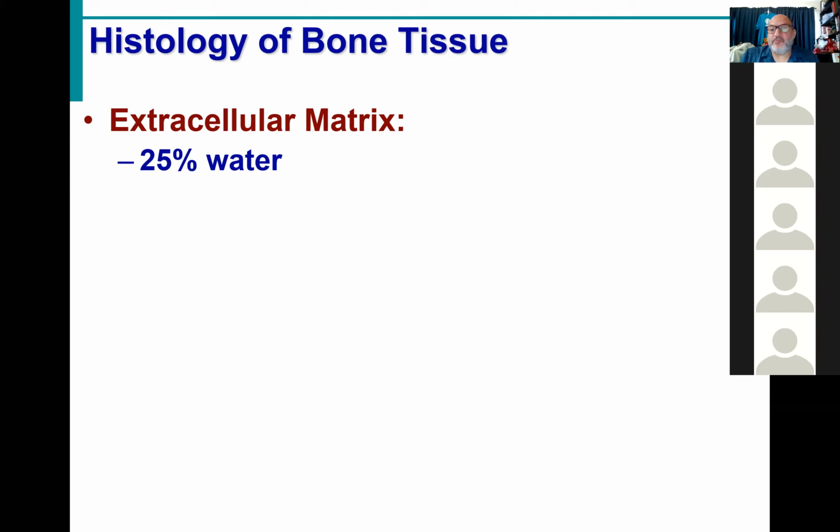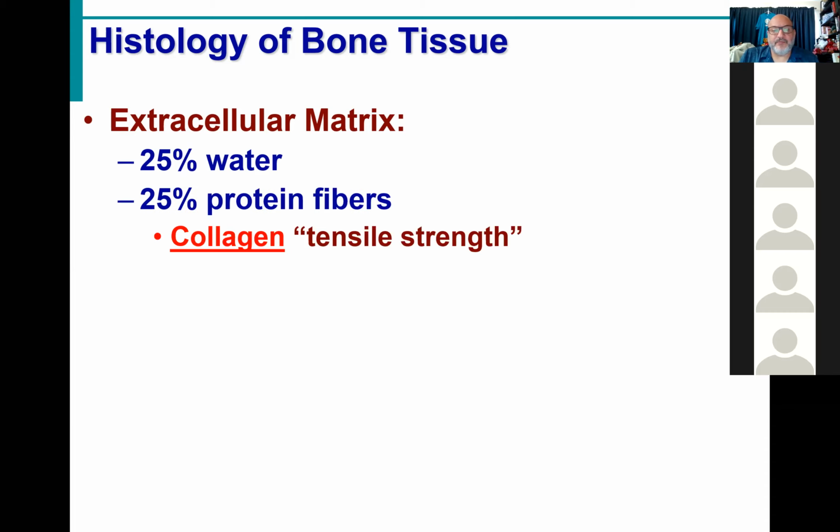Bones are 25% water. There is a lot of water within the matrix, right? It also, and I think we talked about this when we were talking about collagen, is 25% proteins, primarily collagen fibers. This is what makes those bones a little bit flexible, gives the bones a little bit more give to them.